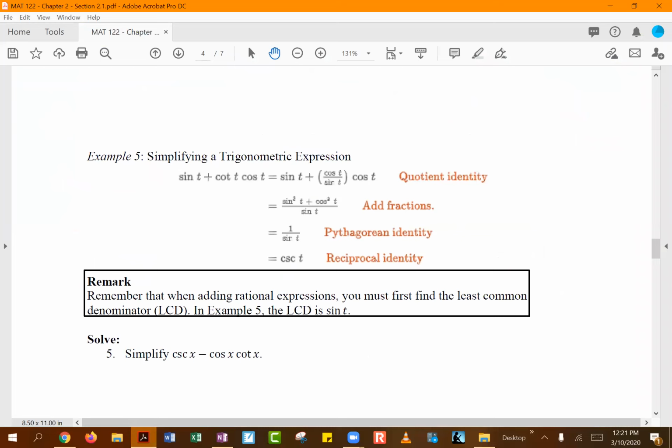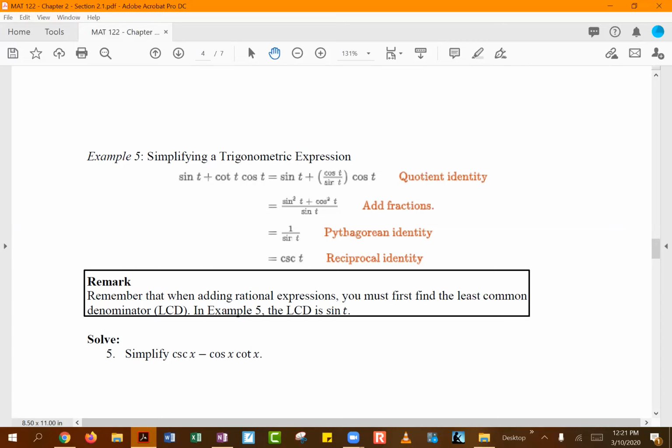So continuing that same idea of simplifying our functions, we've got sine of t plus cotangent of t times cosine of t. So we're again using the identity of the cotangent function to rewrite it as cosine over sine. And then in this case, of course, you will see what happens is you end up multiplying cosine with cosine, which will give you cosine squared, and you've got sine of t.